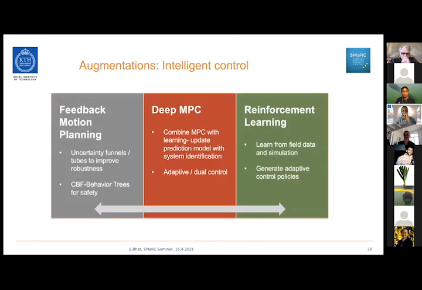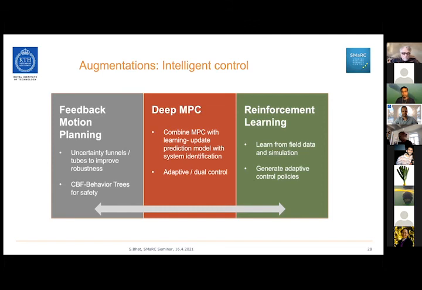In order to augment the MPC that I showed you before, I said that disturbances and uncertainty are a big issue, because if you have a disturbance, maybe the solution you compute is not accurate. So here, feedback motion planning and having funnels of uncertainty as a constraint or as part of the objective can be useful to improve the robustness of the system. There are techniques such as control barrier functions, which Ozer is a good expert on, which can help improve the safety of the system. Using data-driven methods, such as deep learning, can be used for system identification. So we can update the prediction model in the model predictive controller.